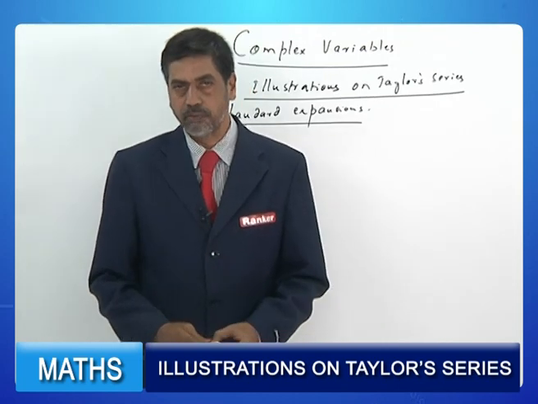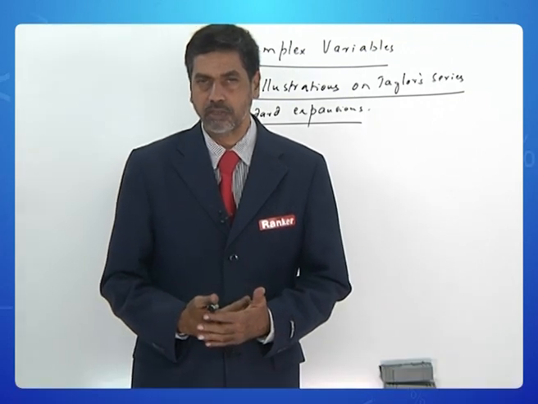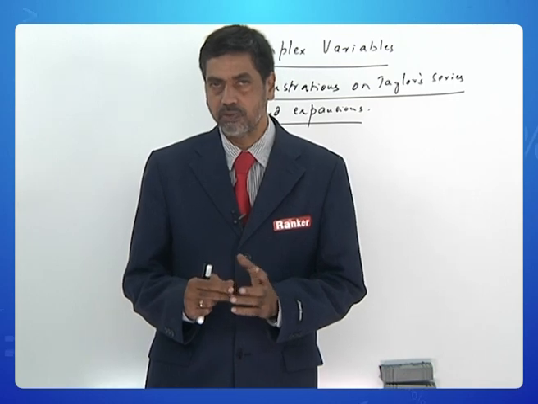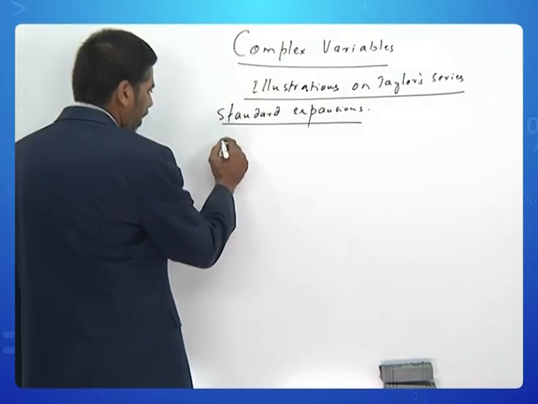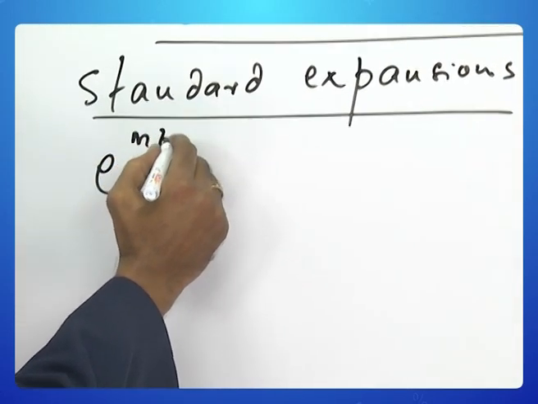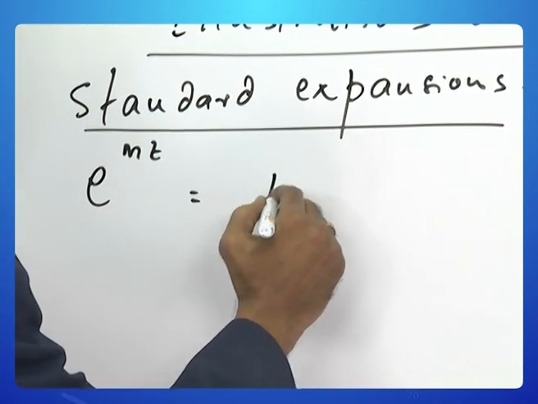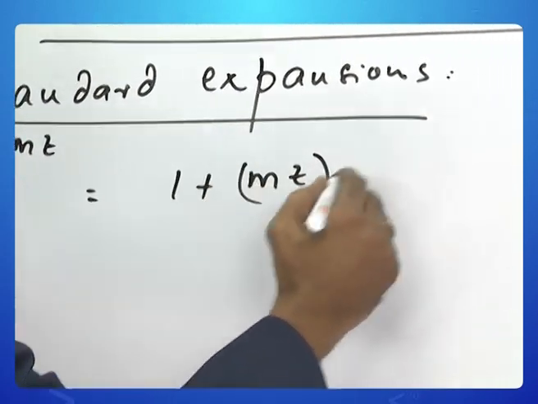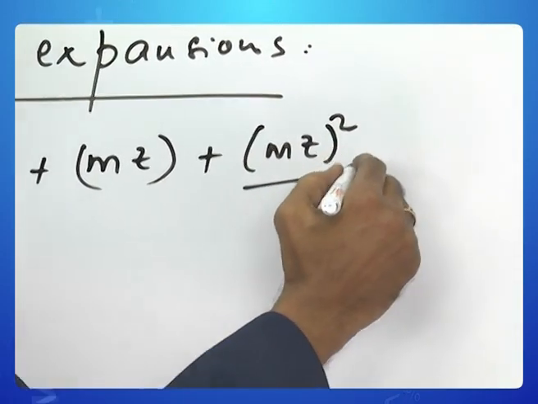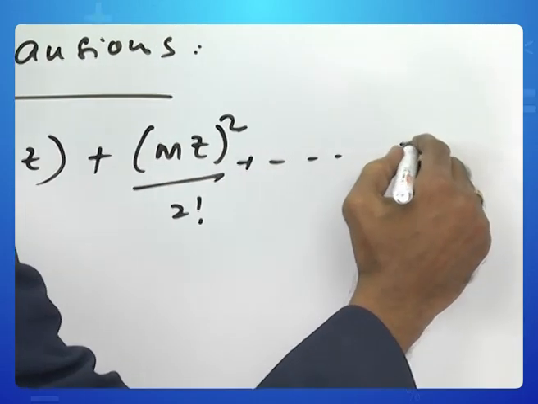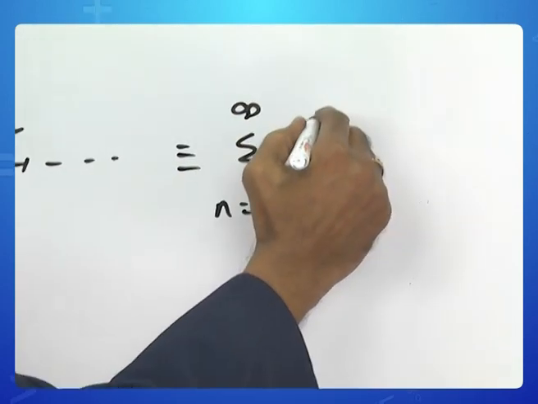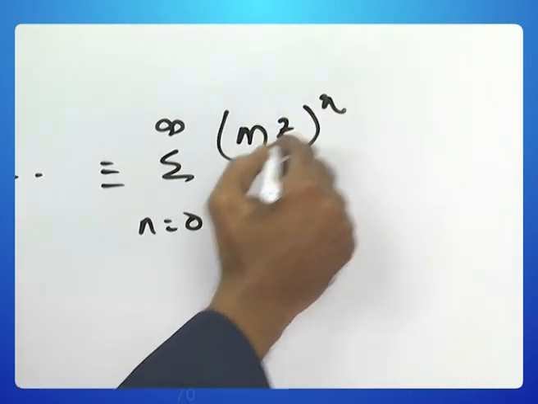Okay friends, before we embark on some questions on Taylor series, we must basically remember that certain series are very valuable when you start solving problems. Suppose we have e power mz, then you can remember the expansion is 1 plus mz plus mz whole square by 2 factorial and so on, which can be compactly written as summation n is equal to 0 to infinity mz to the power of n by n factorial.